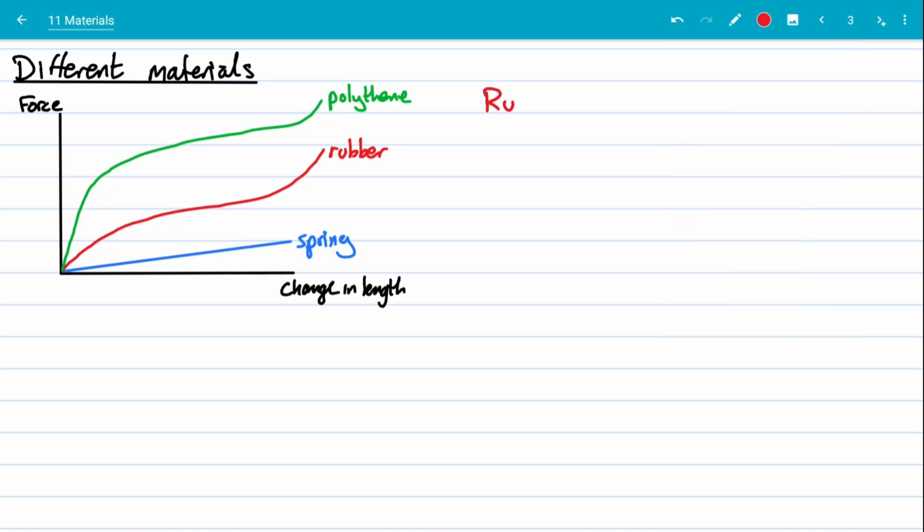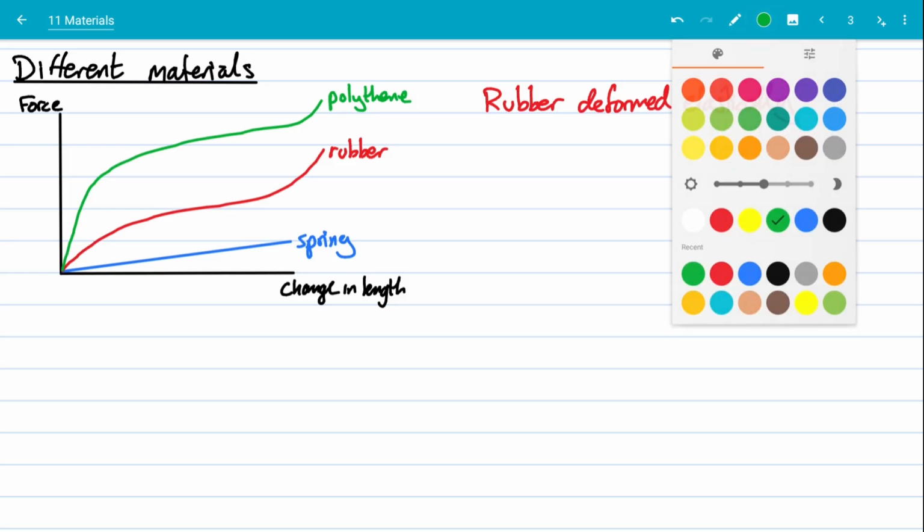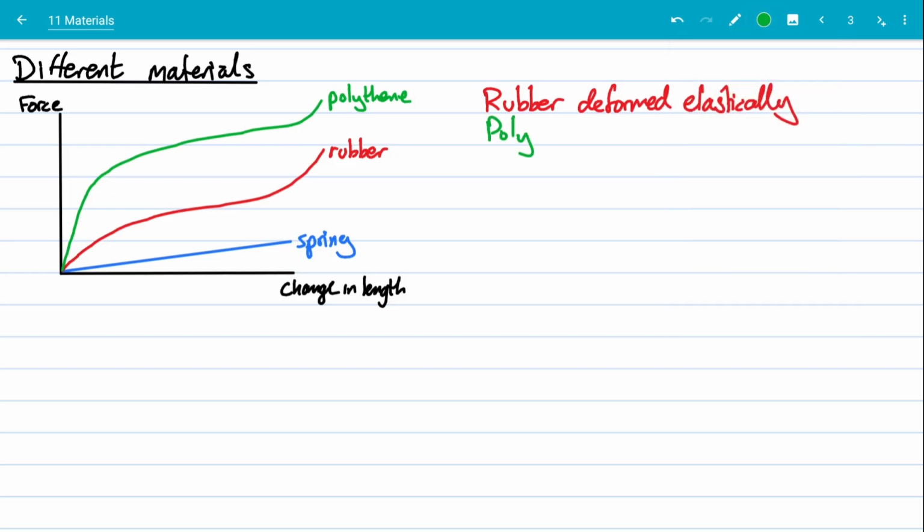So I'll say rubber deformed elastically, and we can say that the polythene gets deformed plastically. Sometimes it's called inelastically. So what does that mean?